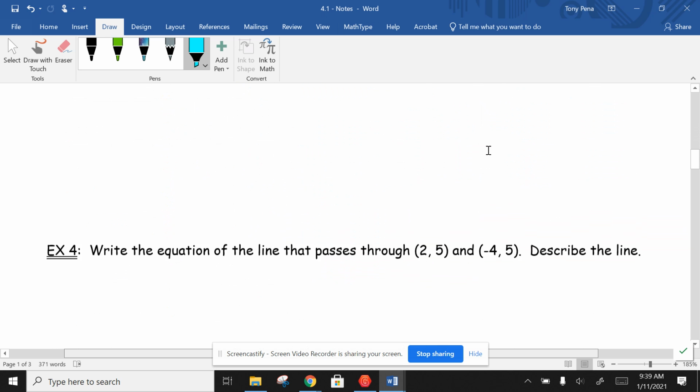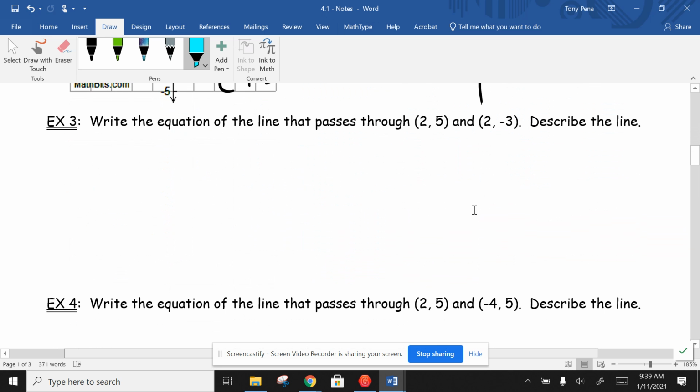All right. Let's do one of these guys. We'll make sure we get to the next page. So write the equation of a line that passes through these 2 points, and then describe the line. You're gonna do the same thing in number 4. Actually, maybe we do both.